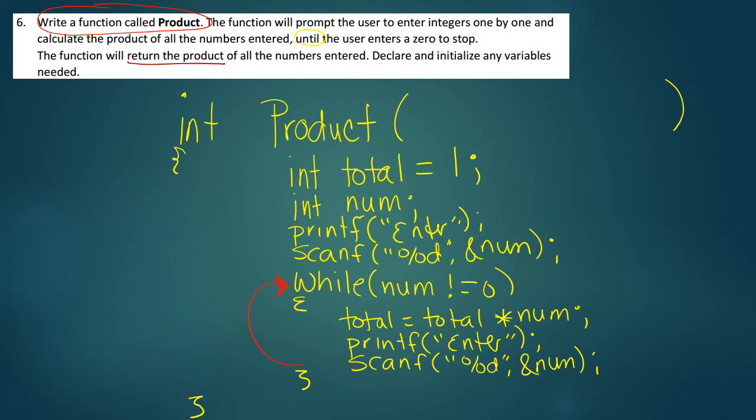I ask for another number. I make sure it's not 0. It goes into my total. Eventually, when the user does enter a 0, it says the user has to enter a 0. So negative numbers are still going to go into my total. So eventually, when the user enters a 0, my loop will stop and I will return the total.